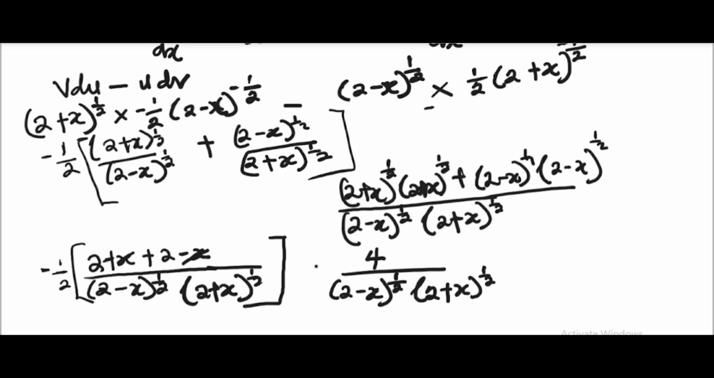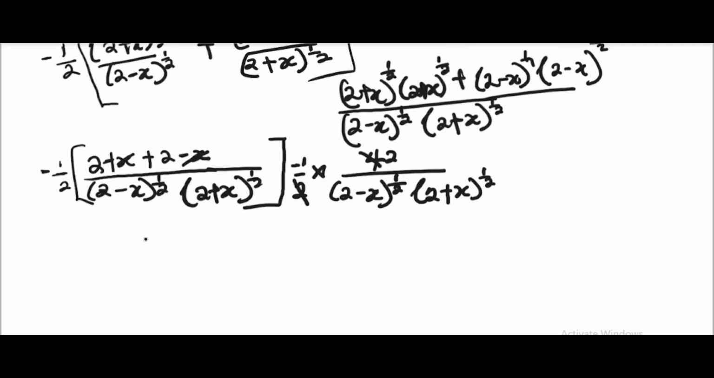So now remember that this is multiplied by minus half. Okay, so 2 divided here will give you 2. And minus 1 times 2. So for the numerator, we have simplified it to minus 2 all over 2 minus x raised to the power of half times 2 plus x raised to the power of half.